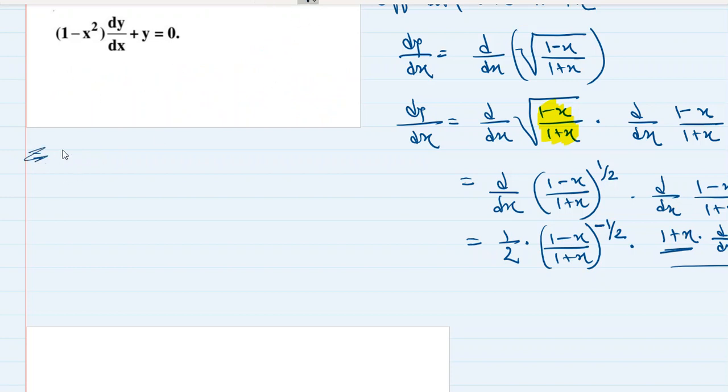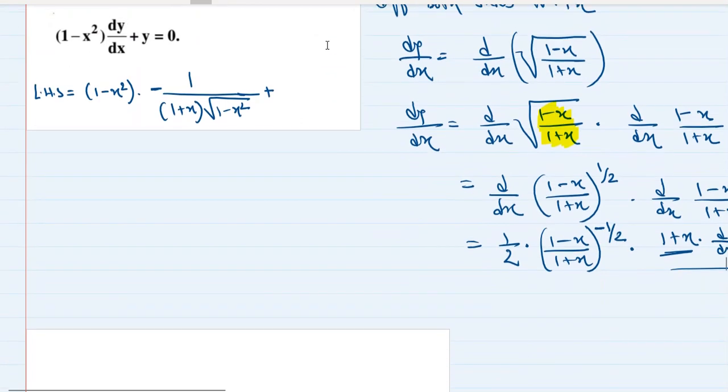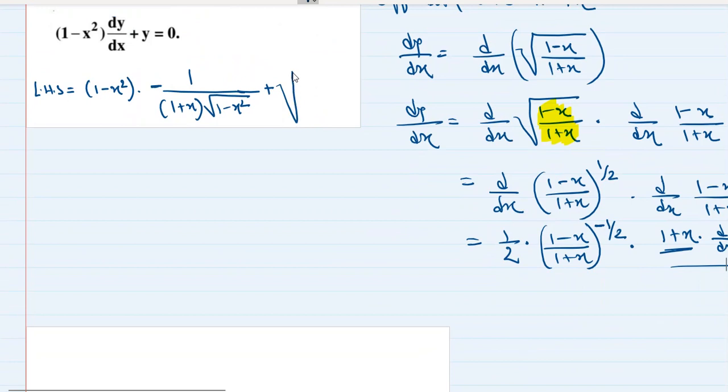Okay, so what you have to prove? LHS is equal to 1 minus x square multiplied by dy by dx. Now dy by dx we have just found out, minus of 1 upon 1 plus x under root 1 minus x square, okay, plus y. Now what is y? Y is under root of 1 minus x upon 1 plus x.